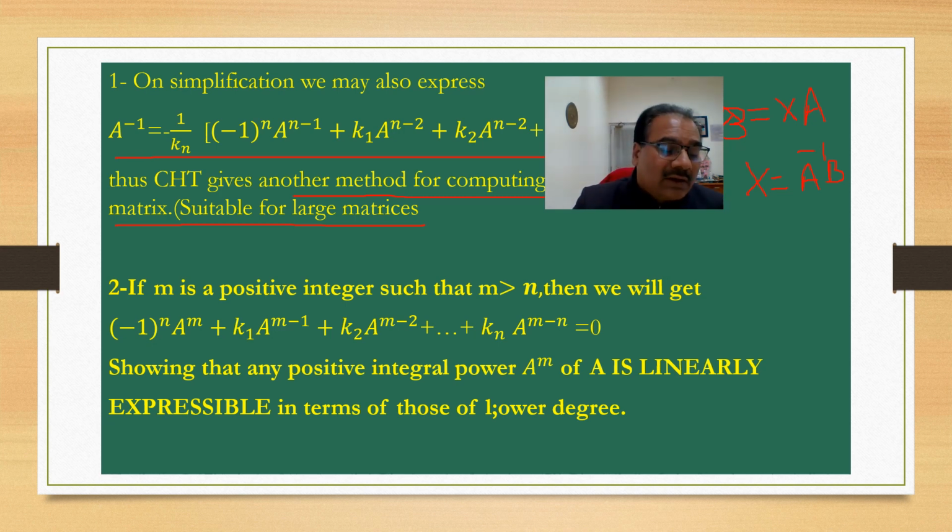Okay. So the second important point is, if m is a positive integer such that m is greater than n, then we may rewrite the expression as (minus 1) power n A power m plus k1 A power m minus 1 plus k2 A power m minus 2 up to kn A power m minus n is equal to 0. What does it mean? It means any positive integral power A power m of A is linearly expressible in terms of those of lower degree. So this is another flavor of the Cayley-Hamilton theorem, which is very important. Both aspects are very important in matrix algebra.